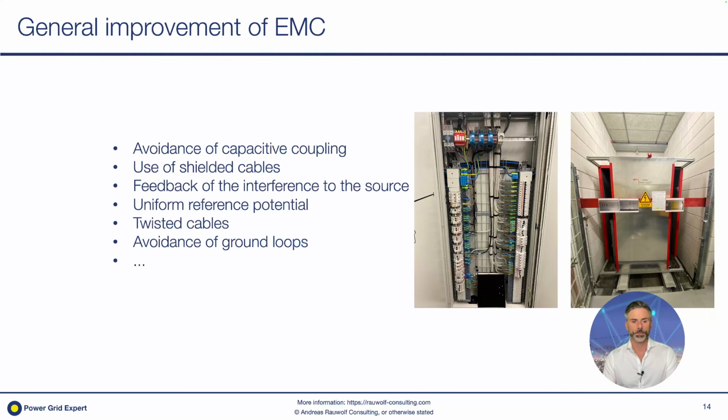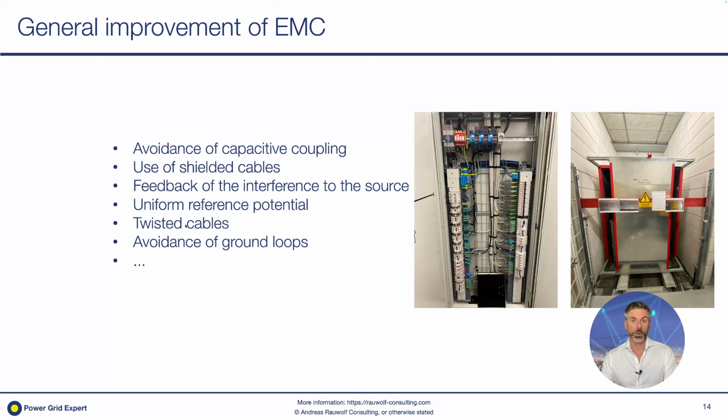And that might include avoidance of capacitive coupling. So if cables are very close together on a long distance, that might lead to capacitive coupling. So don't put them too close together. Use shielded cables. If there is a disturbance, try to feed back these interferences to the source, most probably the inverter. Use a uniform, as good as possible uniform reference potential.